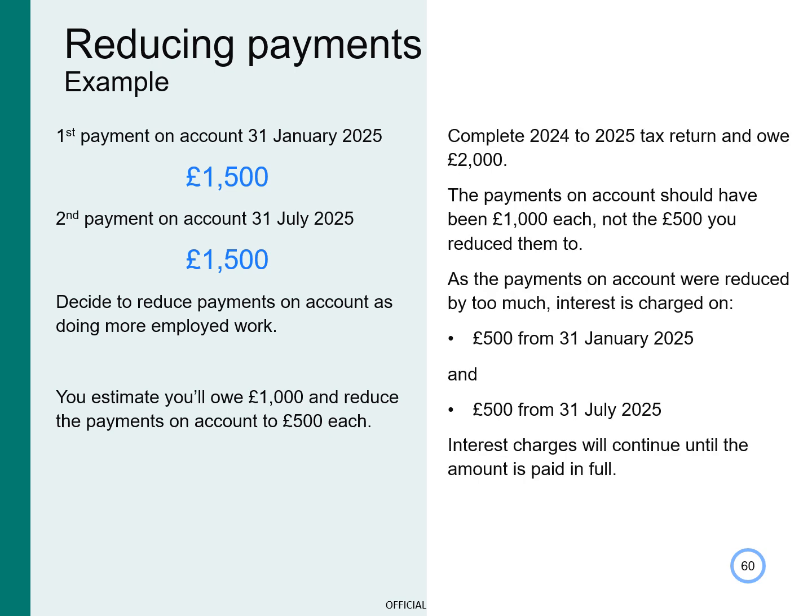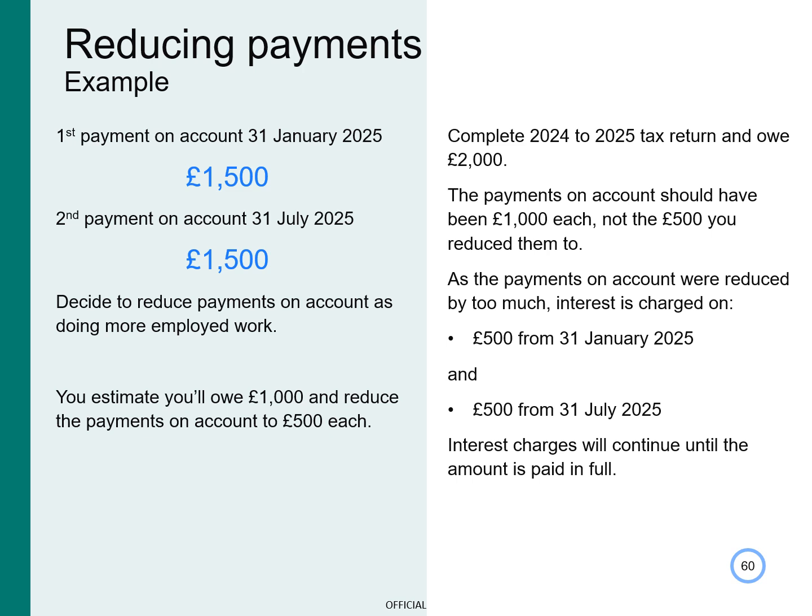When you complete your 2024 to 2025 tax return, you actually owe £2,000 and not the £1,000 you'd estimated. So your payments on account in January and July 2025 should have been £1,000 each. As the payments on account were reduced by too much, interest will be charged on the amounts not paid on time. So interest is charged on the outstanding £500 from the 31st of January 2025 and the outstanding £500 from 31st of July 2025 until the amounts are paid.